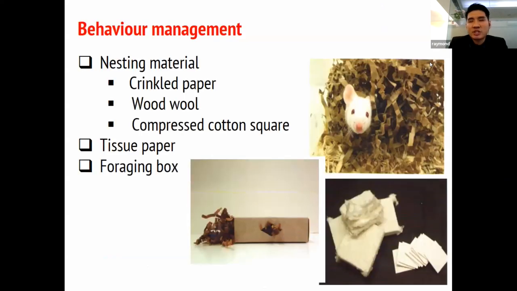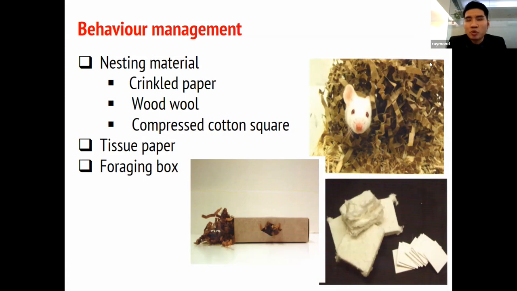And if we would like to actually manage their behavior and return back some of the controls, we can put some of these materials inside the cage so that you can return some of the activity inside there. For example, nesting material like crinkle papers, wood wool, or compressed cotton squares. These are commercial products that you can put in so that they can perform their own nesting.